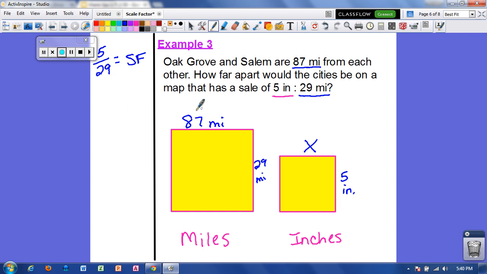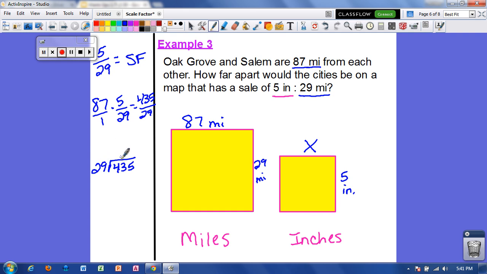So now I want to take this 87. I want to multiply it times the scale factor, and that's going to give me x. So I'm going to take 87 times 5 over 29. So I'm going to put 87 over 1. 87 times 5 equals 435. And then 1 times 29 is 29. Now I want to change this fraction to a decimal. So top dog in the house. So I'm going to have 435 divided by 29.